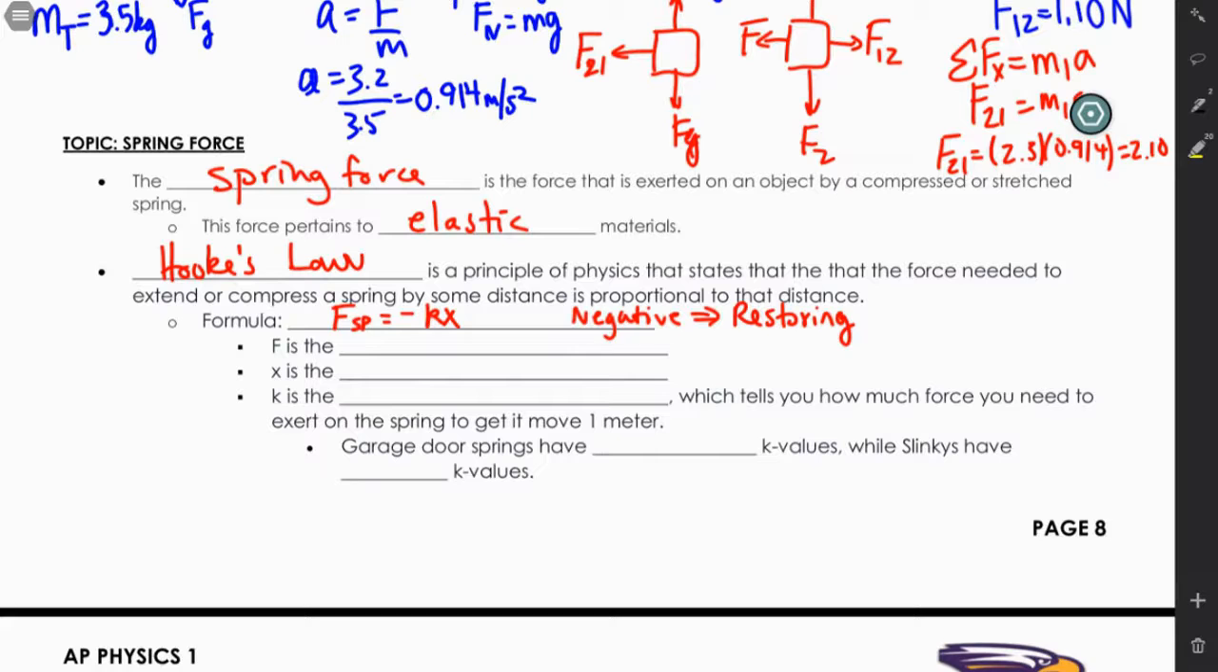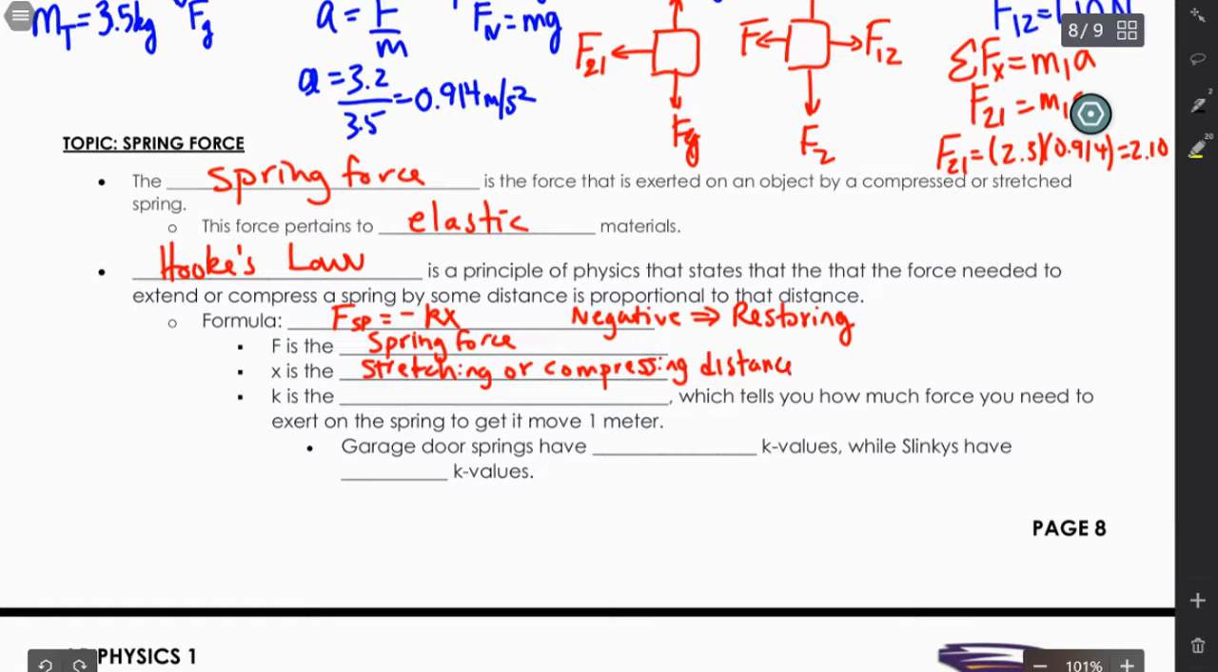F is the spring force. x is the stretching or compressing distance, sometimes referred to as the elongation. And k is a special value known as the spring or force constant. You can use either term. It tells you how much force you need to exert on the spring to get it to move 1 meter.